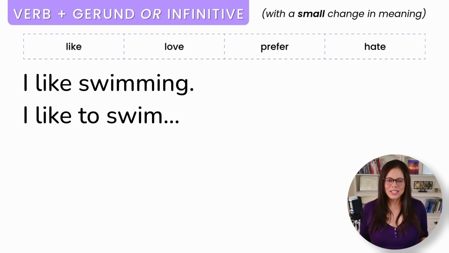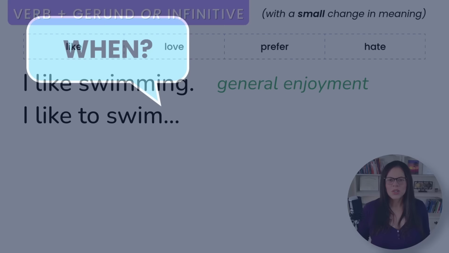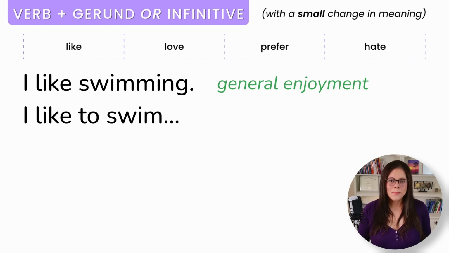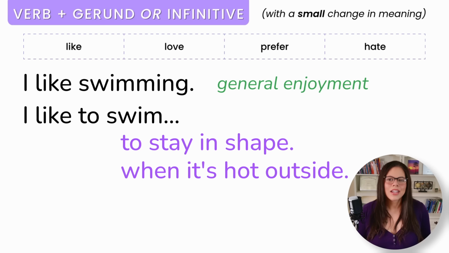"I like swimming" feels more natural when you're talking about general enjoyment. Based on your real experience, you know that you always enjoy this activity. "I like to swim" also works, but in my opinion, it sounds a little incomplete, like I'm waiting for more information, like a reason or a specific condition or choice. For example, I like to swim to stay in shape. I like to swim when it's hot outside.